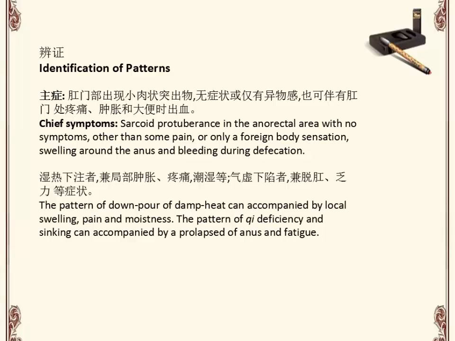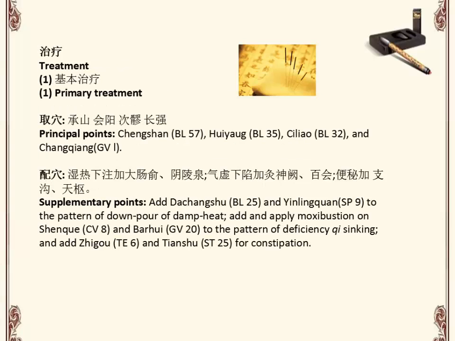Again, in pattern differentiation, with damp heat we usually have swelling and pain present. With qi deficiency or spleen qi sinking, we have predominant weakness, tiredness, lethargy, and sagging, sinking prolapse.